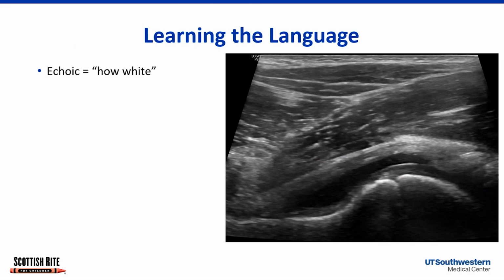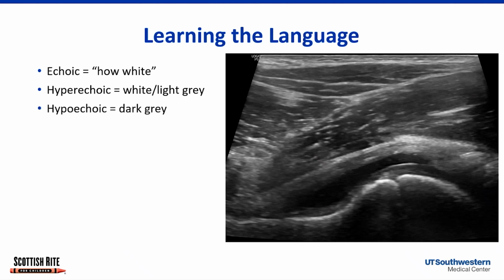So let's learn a little bit about the language, or the basics of the language of ultrasound, all right? So we use the word echoic, right? You can think of echo, right? It's sound waves, so they echo, right? So echoic means how white something is. So if something is hyperechoic, right, it means it's whiter or kind of a lighter gray. And then hypoechoic means it's a darker gray. And if there's no white in there, so it's completely black, we say it's anechoic, right? There's like no echo coming back from that, okay?